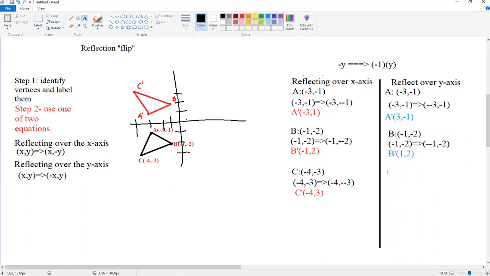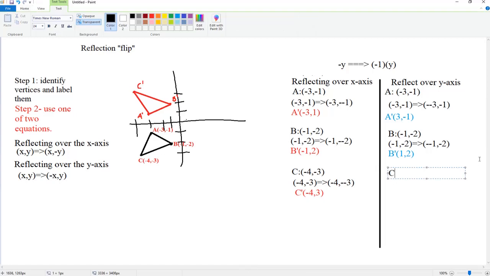Alright, let's do my C now. For my C, my points were negative 4, negative 3. My equation, just rewriting this point with the little arrow, and then I know that the x has the negative in front, so it's negative negative 4, negative 3. So my C prime is 4, negative 3. So let's see what this looks like.